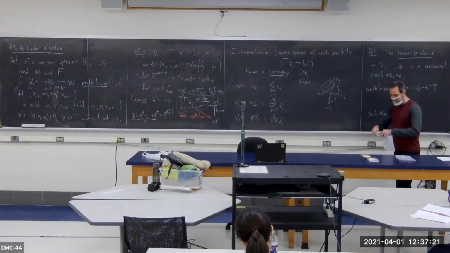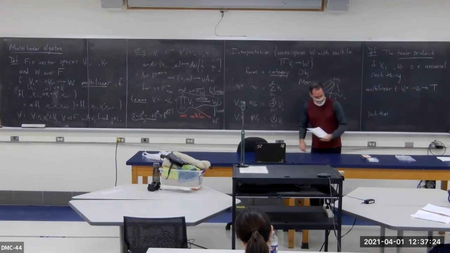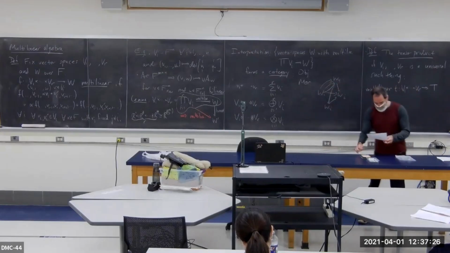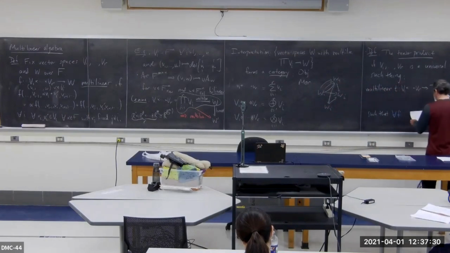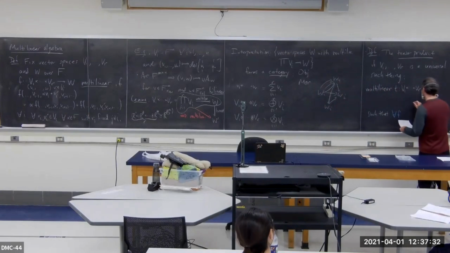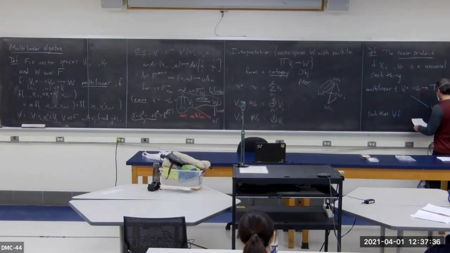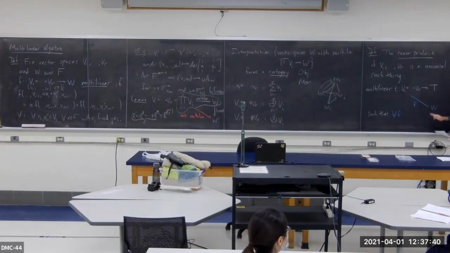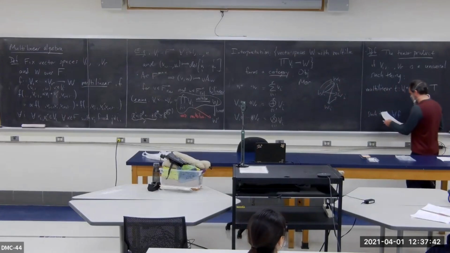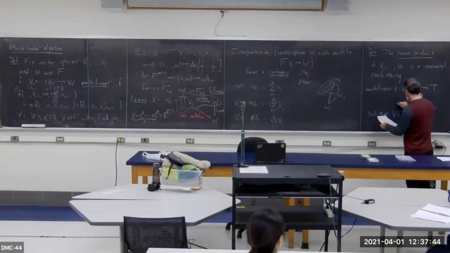for all F, an F is going to be something that looks like this. And let's call that W. So whenever you give me a multilinear map here, so this is multilinear.